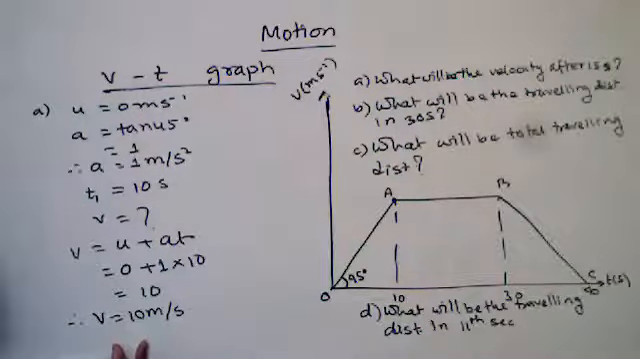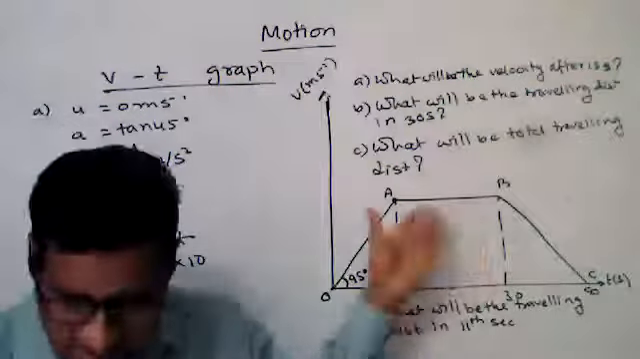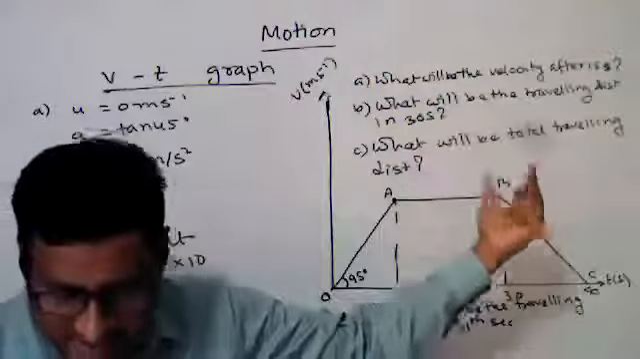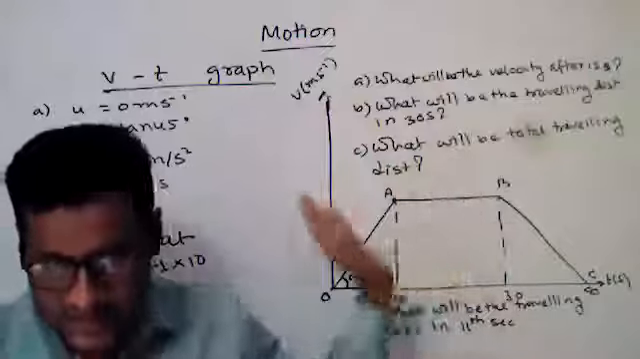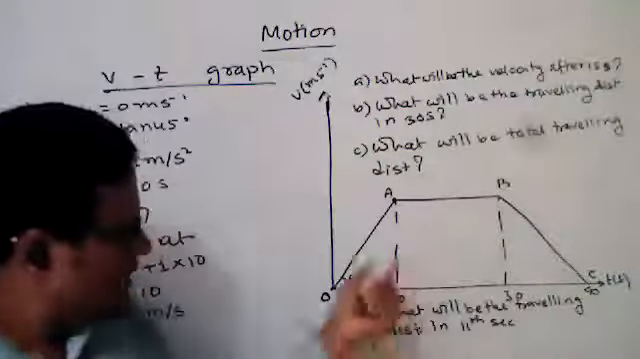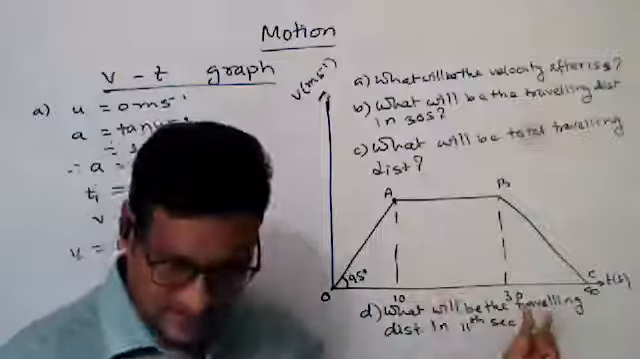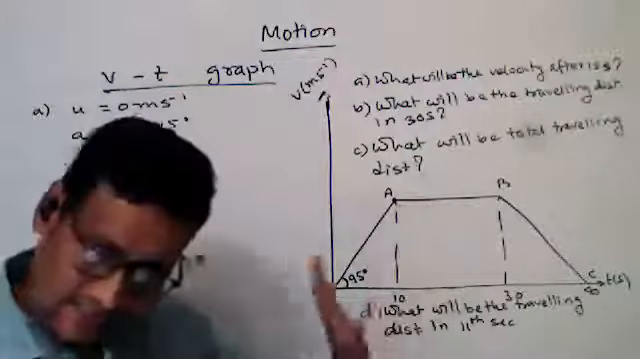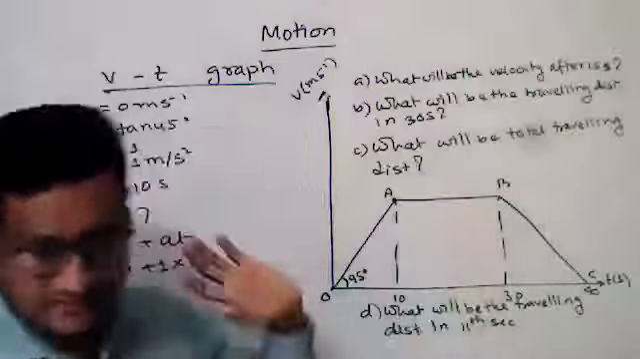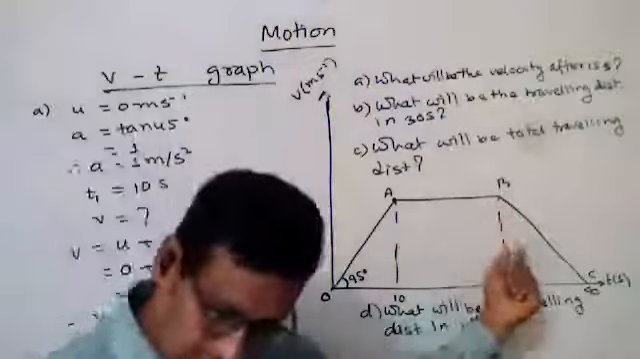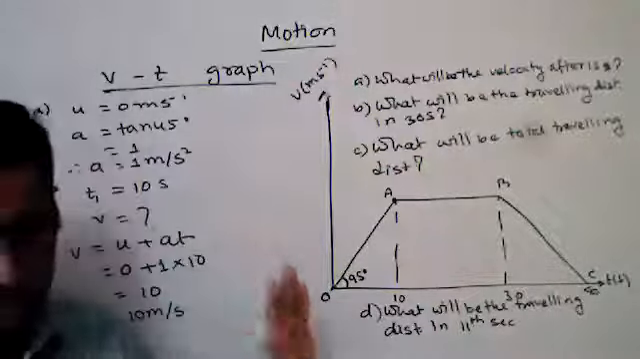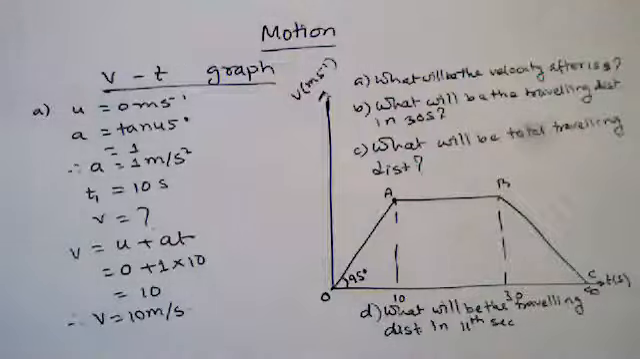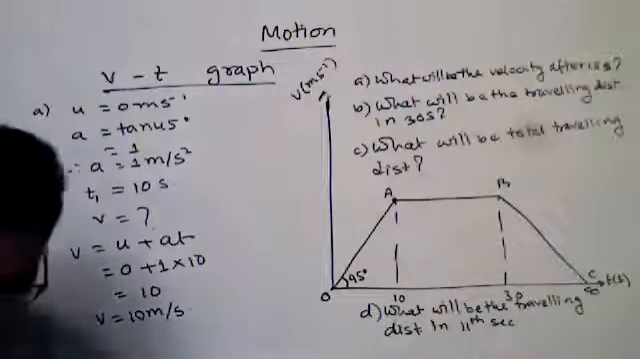Understand? There is no change of velocity, because if the line is parallel to the x-axis, then we have to know that there is no change of velocity. So at 10 to 30 seconds, the velocity will be 10 meter per second. Suppose 20 seconds, 10 meter per second. 25 seconds, 10 meter per second. 29 seconds, also 10 meter per second. 30 seconds, the velocity will be 10 meter per second. Okay, understand?